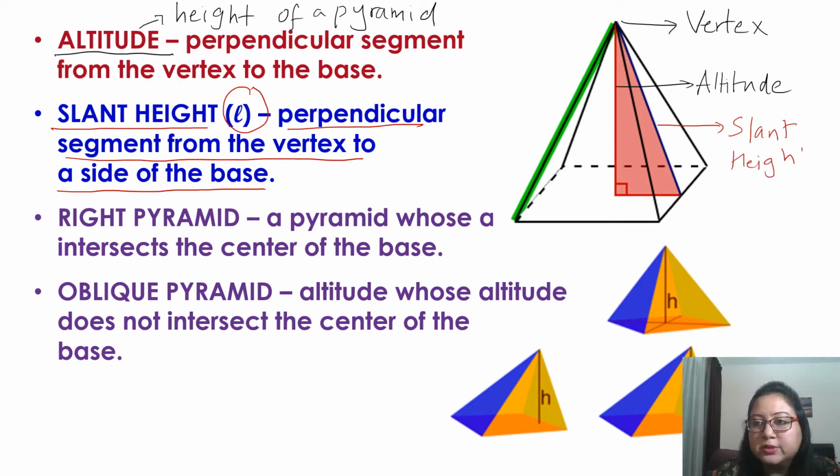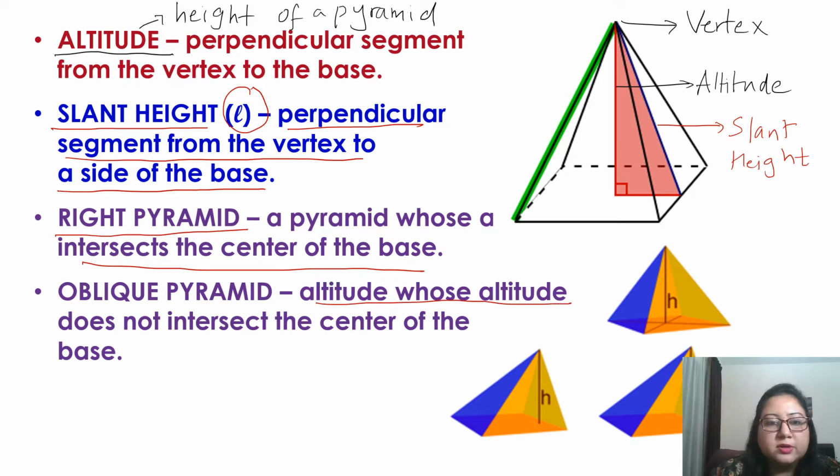So this blue line, as you can now see clearly, is the slant height. So these are three important terms, vertex, altitude and slant height, that you should remember so that you can solve more questions on pyramid. And now we will just acquaint ourselves with two other different types of pyramids. One is a right pyramid, where the altitude intersects the center of the base, whereas an oblique pyramid is where the altitude does not intersect the center of the base. So you can look here in the figure.